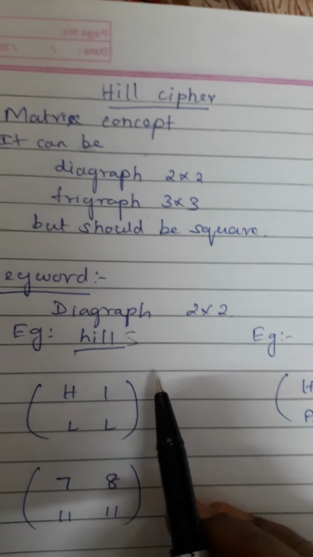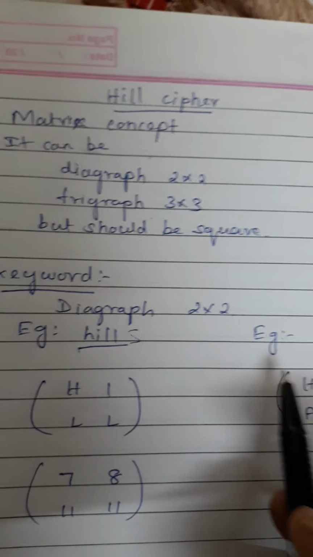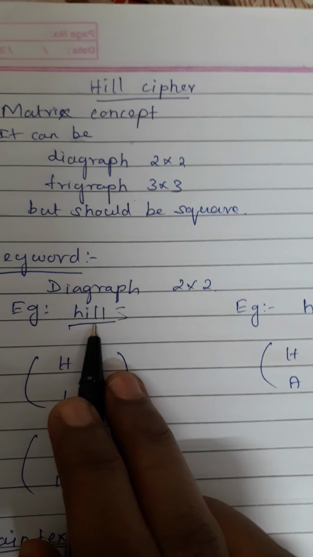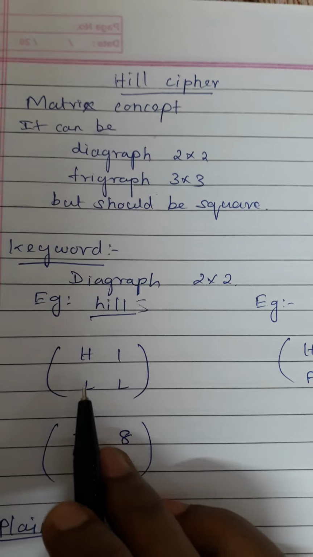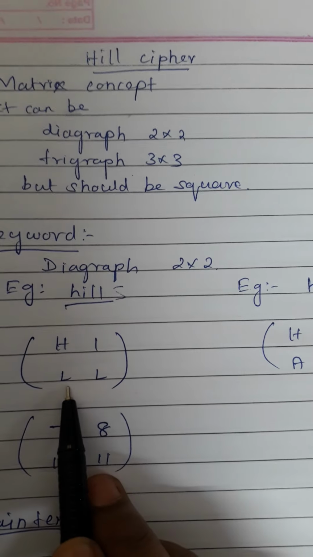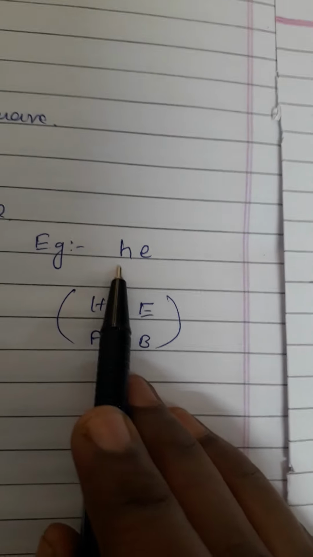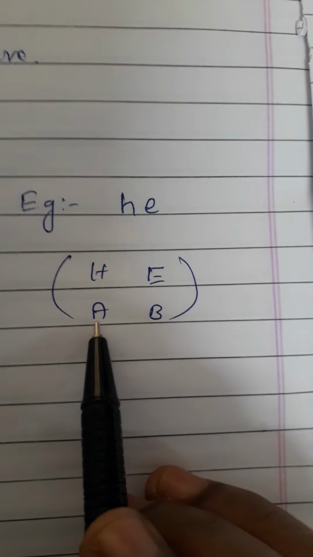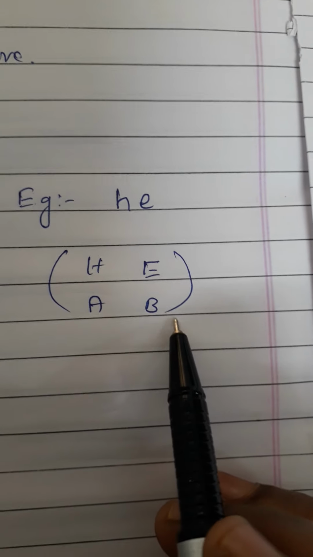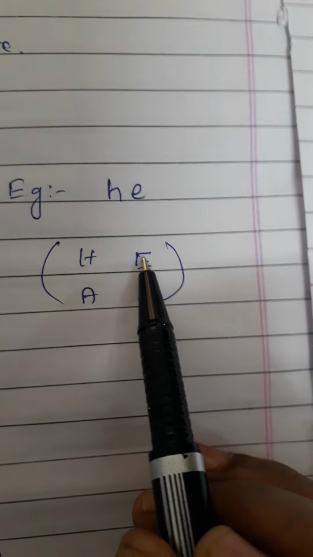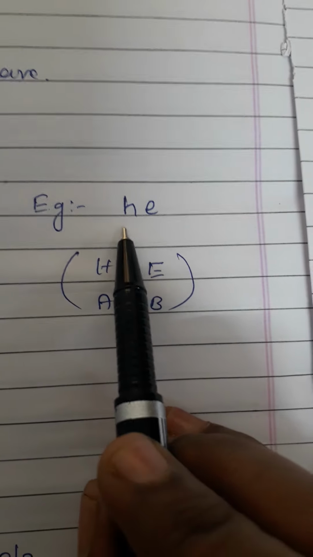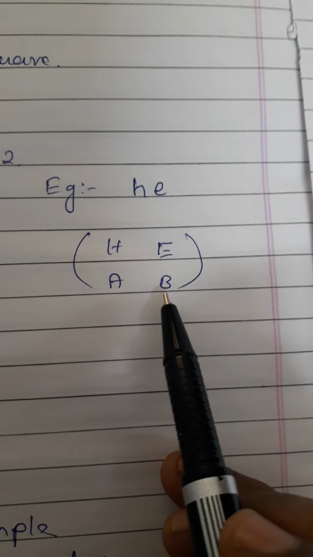So we have selected digraph. In this, only a 2 cross 2 matrix is involved. The keyword I have taken is HILL. Here 4 letters are there, so it can be represented in a 2 cross 2 matrix: H I, L L. If the keyword has only 2 letters, like H E, you have to write the keyword first and fill the rest with consecutive alphabets. For example, A B, meaning the rest of the things you represent with A and B. So if the keyword is short, you have to fill with alphabets in consecutive order.